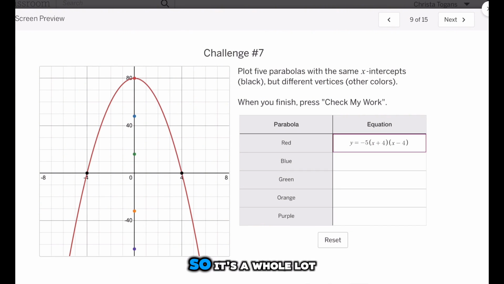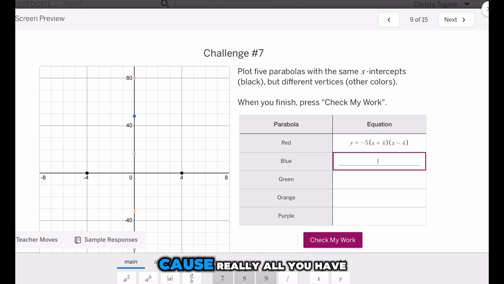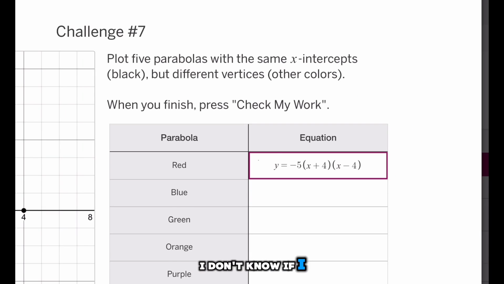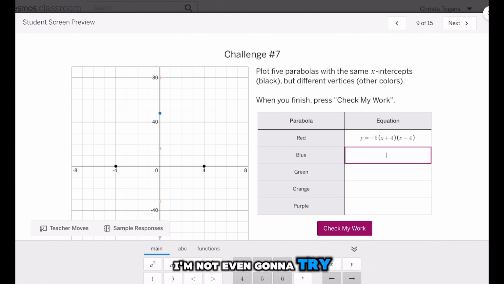Okay? So it's a whole lot of trial and error. But what you're going to do, because really all you have to do, I don't know if I can copy this. Nope, I can't, I'm not even going to try it. What you have to do in each one of them is always include x plus 4. It's just the easiest way to do it, x minus 4. And then you need to change the number that is in front of the parentheses. So try numbers. My hint to you is there are no fractions. Okay?